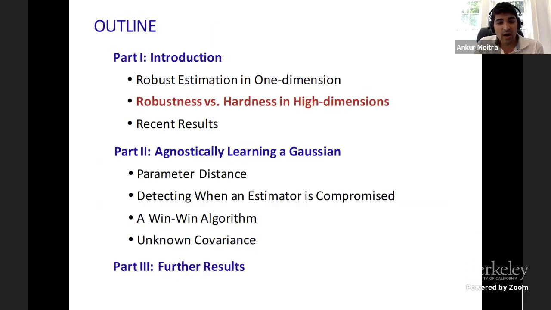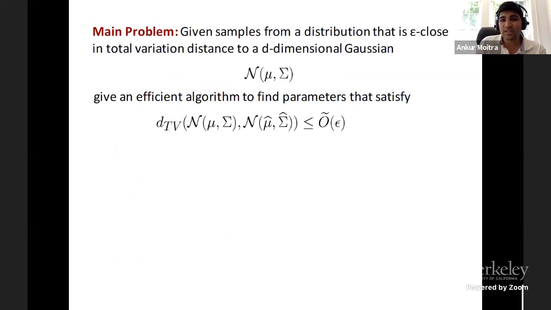All right, so now let me tell you some of the bad news. Let me tell you about the tension between robustness and hardness in high dimensions. This is something that we just didn't see happening in one-dimensional robust estimation problems, but is really something we have to tackle head-on in high-dimensional settings. So let me define the world's simplest robust high-dimensional estimation problem.